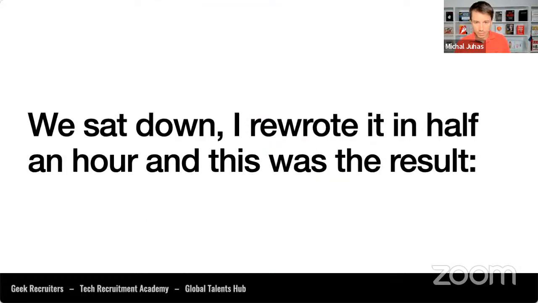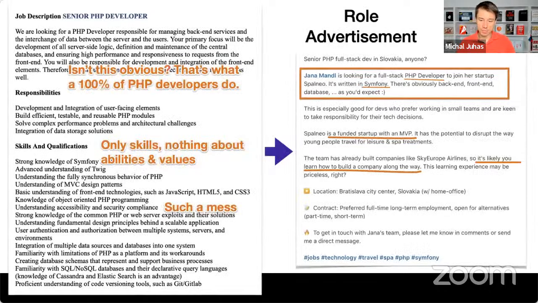So we sat down, I rewrote it in half an hour, and this was the result. Something that is rather referred to as a role advertisement or job advertisement, or a job pitch, we could say. So instead of posting the super boring job description, I rewrote it and wrote something like, senior PHP full stack developer in Slovakia, anyone? Jana is looking for a full stack PHP developer to join her startup Spalneo. It's written in Symfony, which is the framework.